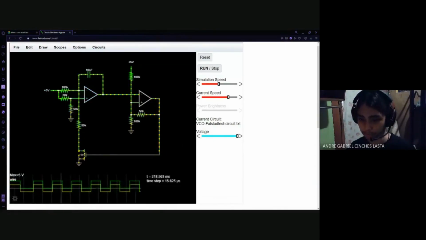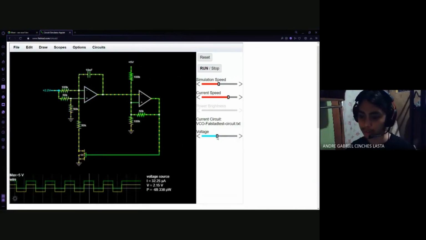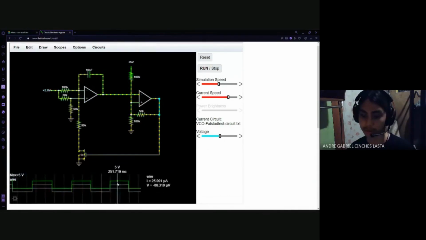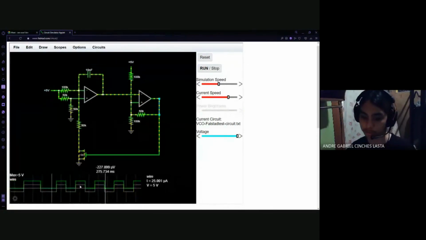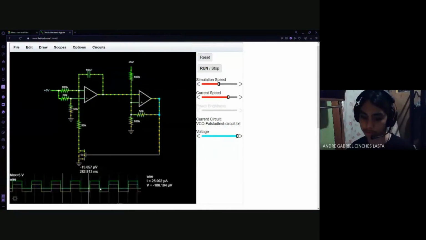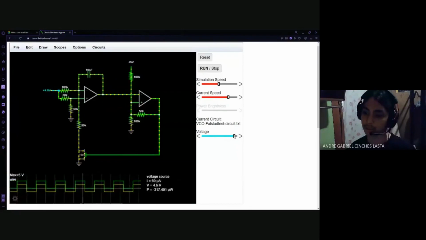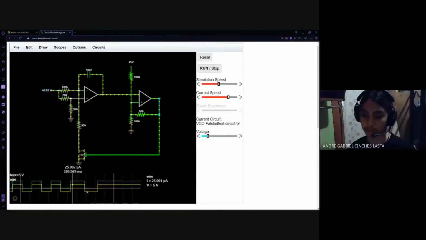So we can see here that when the control voltage is changed, then the output frequency also changes. When we increase this control voltage, the frequency, the periodicity of this increases. When we decrease this, the output frequency also decreases.